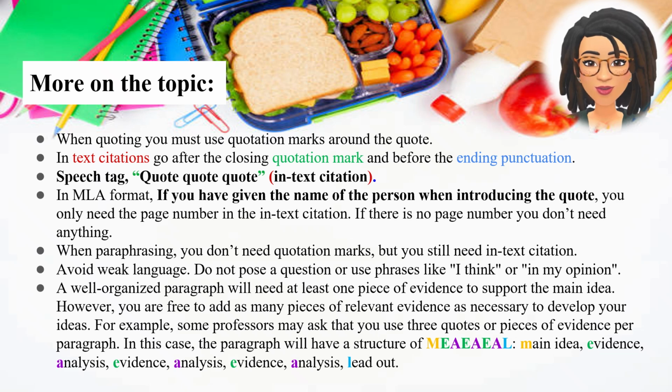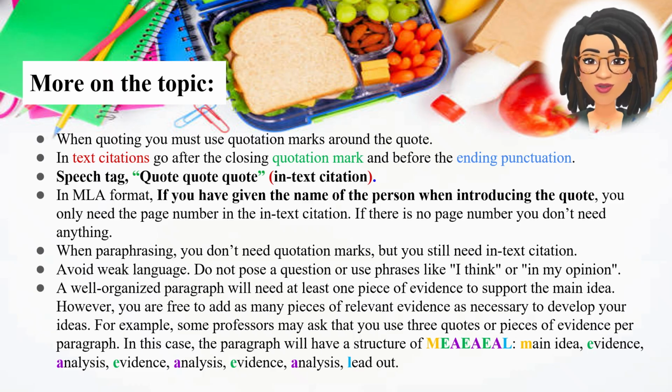Here are a few more things to note when writing paragraphs and incorporating evidence. When quoting, you must use quotation marks around the quote. In text citations, go after the closing quotation mark and before the ending punctuation, like the example you see below. In MLA format, if you have given the name of the person when introducing the quote, you only need the page number in the in-text citation, and if there is no page number, then you don't need anything. That's the power of correctly and properly setting up a quote.